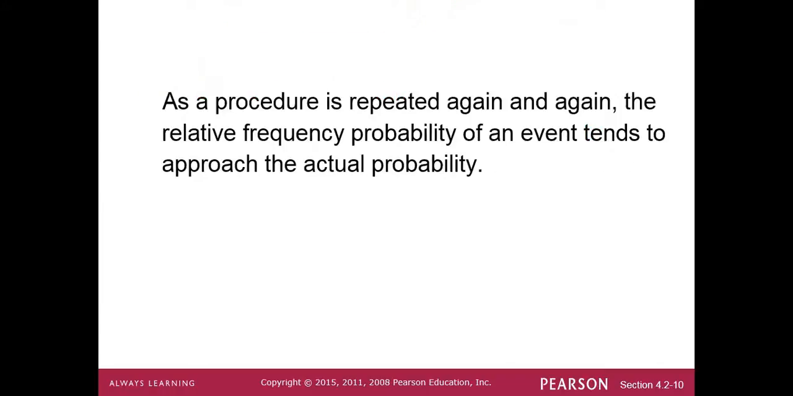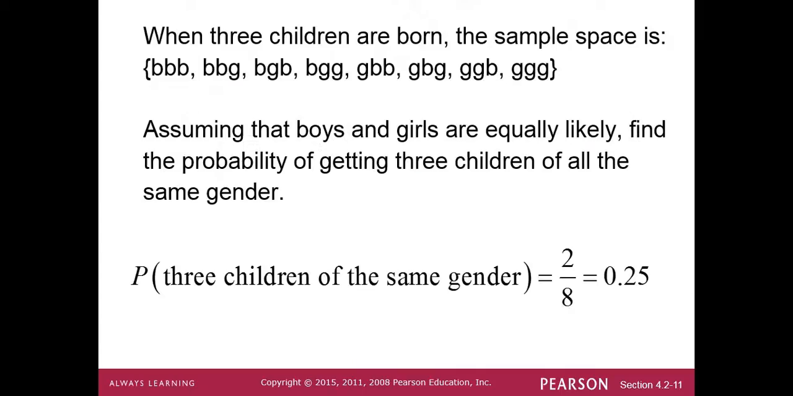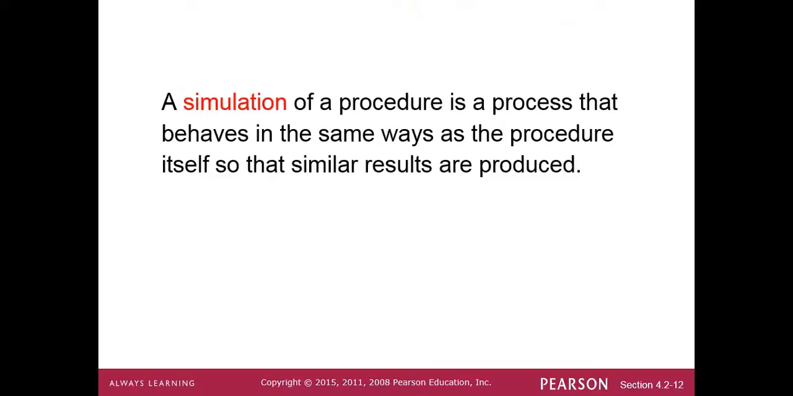We also have what we call the law of large numbers. As you repeat a procedure over and over again or do a larger sample size, your relative frequency will tend to approach your theoretical or predicted probability. And again, some examples for you to read over.